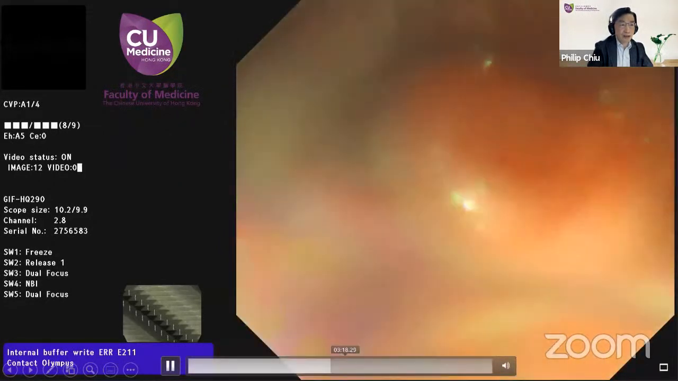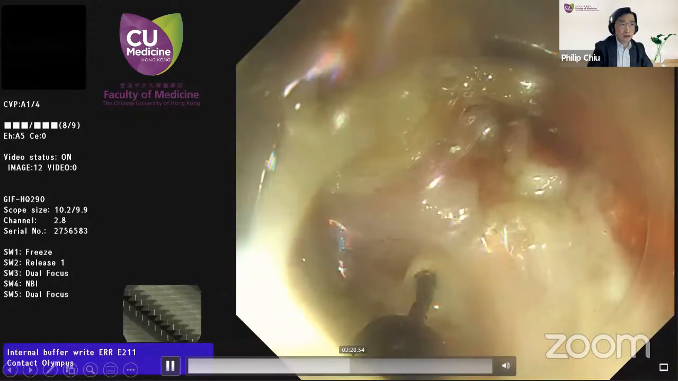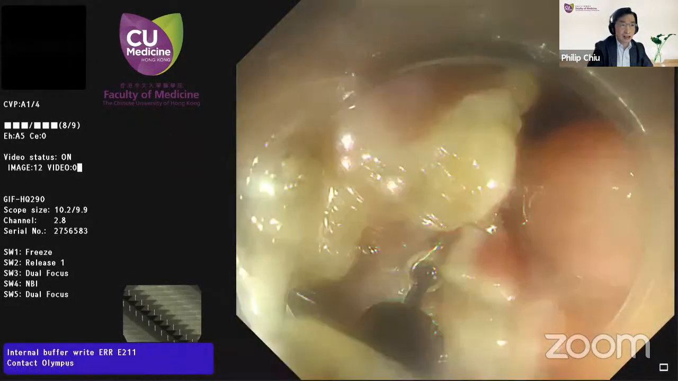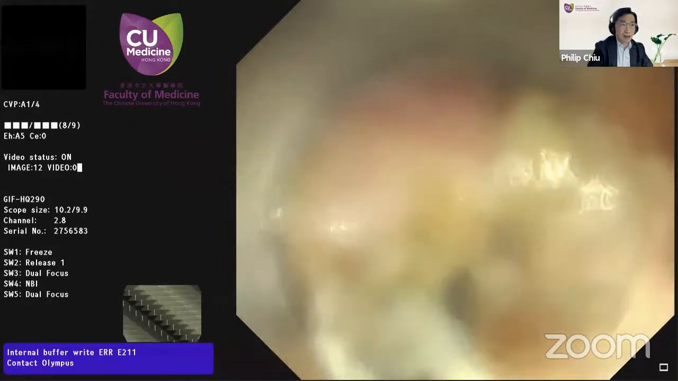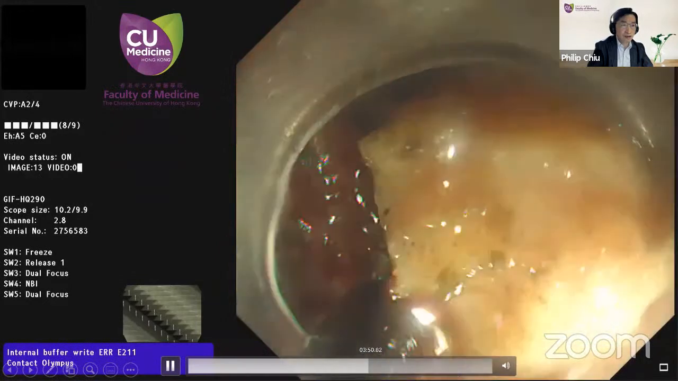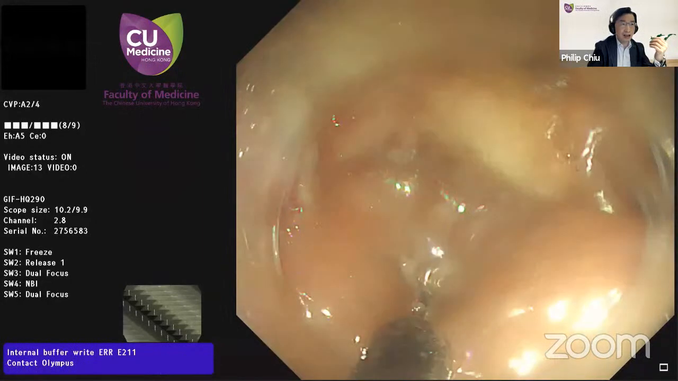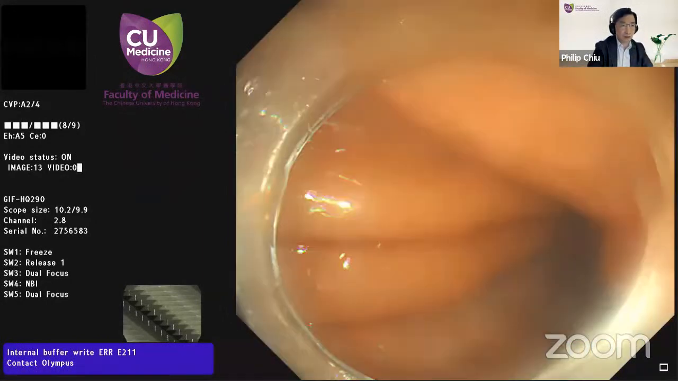So here, following the tumor border and the abnormal vessel, and combining the use of the dual knife and also the IT nano, then I can complete the dissection and en bloc resection. So after a certain dissection, then I can just pull the tumor inside the stomach and complete the resection.